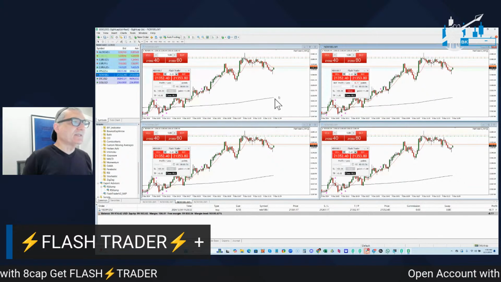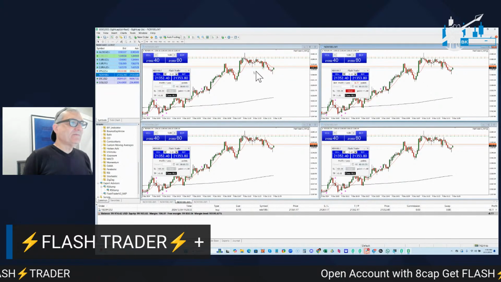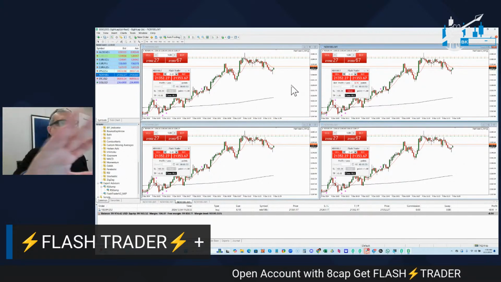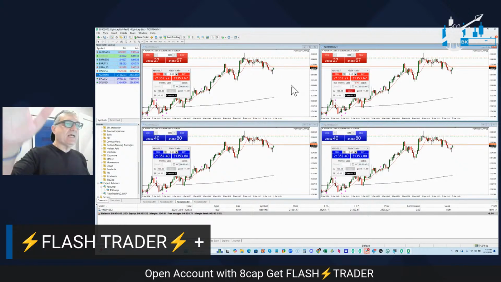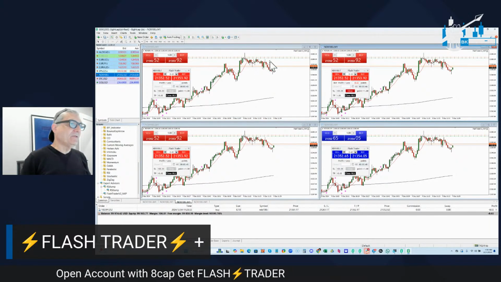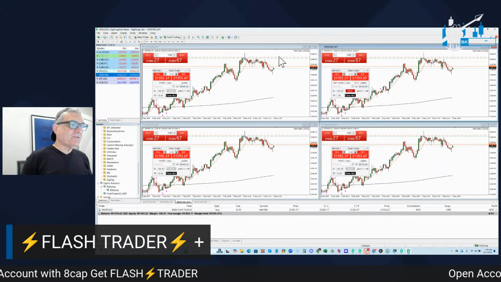It looks like it's finding a little bit of support earlier, which is fine. If this thing finds support a little bit earlier and comes out and re-rallies back up to the highs, I'll just let that trade go.